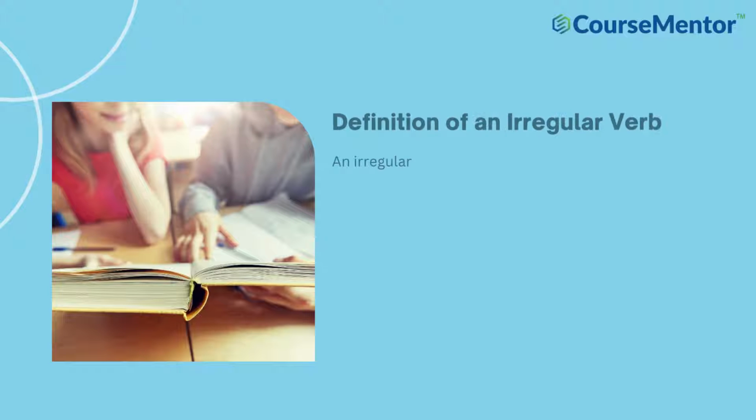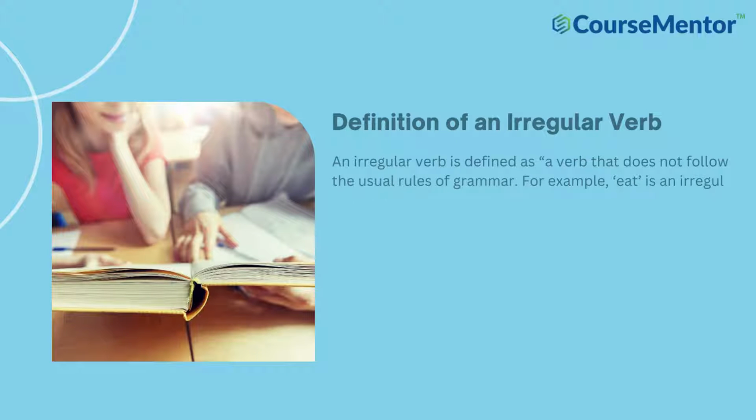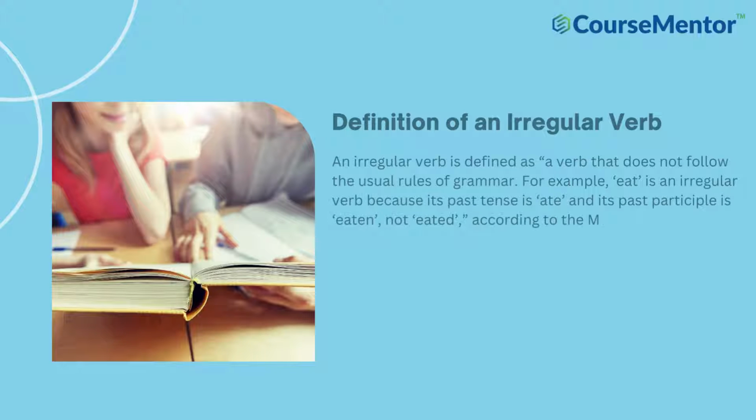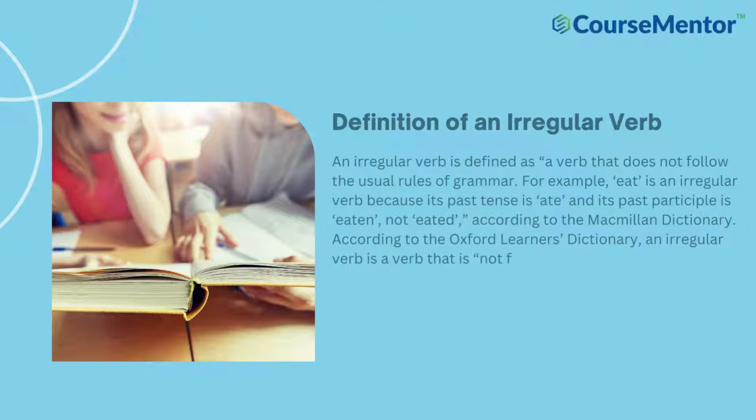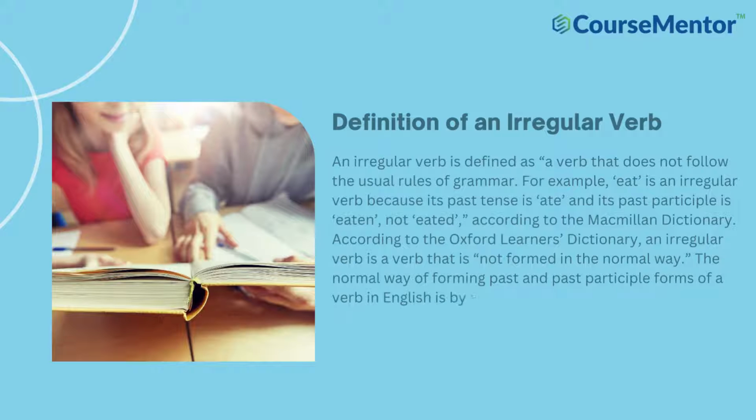Let's start with the definition of an irregular verb. An irregular verb is defined as a verb that does not follow the usual rules of grammar. For example, eat is an irregular verb because its past tense is ate, and its past participle is eaten, not eated, according to the Macmillan Dictionary. According to the Oxford Learner's Dictionary, an irregular verb is a verb that is not formed in the normal way. The normal way of forming past and past participle forms of a verb in English is by adding -ed to it. Irregular verbs do not follow this rule.